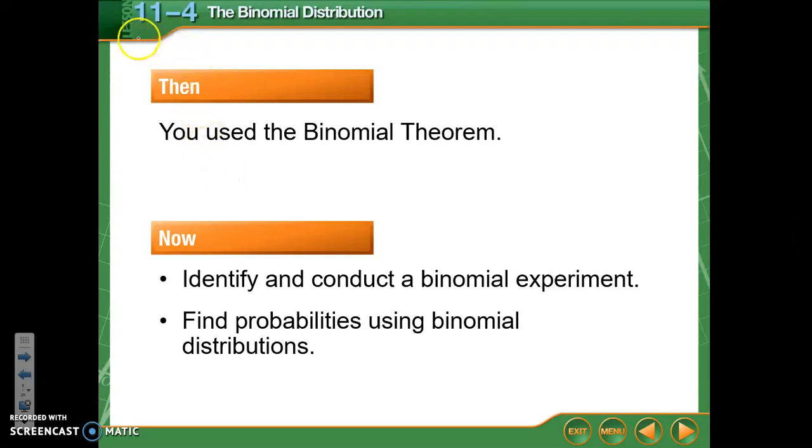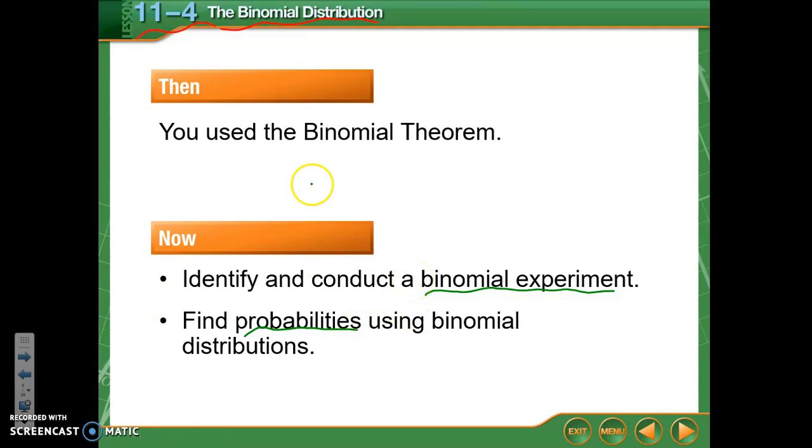Okay, welcome to section 4. In this section, we're going to talk about something called binomial distribution. And they're telling us here that we have used the binomial theorem before, which is not actually true. We haven't done the binomial theorem yet, but we still know enough to be able to identify and conduct binomial experiments, and we're going to find probabilities using binomial distributions with a different formula.